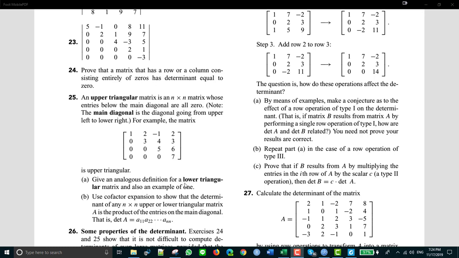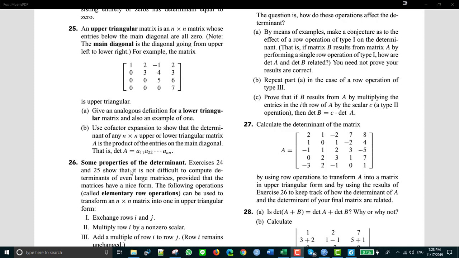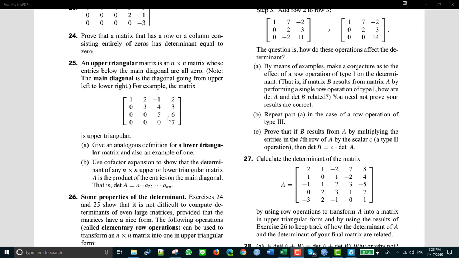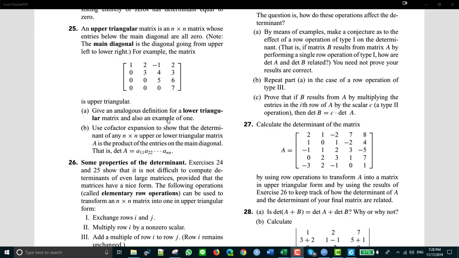And it turns out that if it's lower or upper triangular, the determinant of the entire matrix will just be the product of these things here. So they ask us to prove that. Okay, so let's look at number 26 here, some properties of determinants. These previous two exercises show that it's not difficult to compute determinants of even large matrices, provided that the matrices have nice form. So if they're triangular, you just have to do this, and if they have a 0 row or 0 column, then it's just 0.